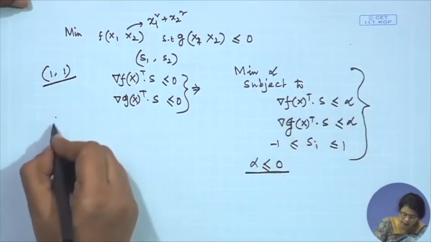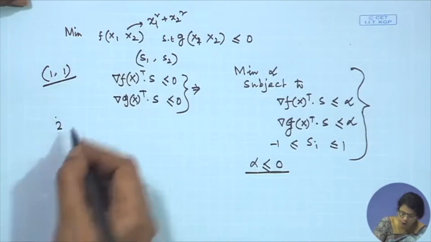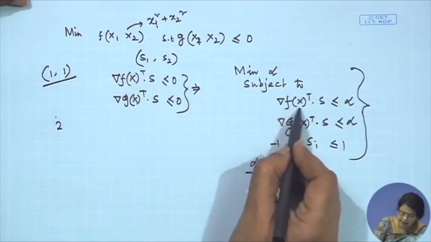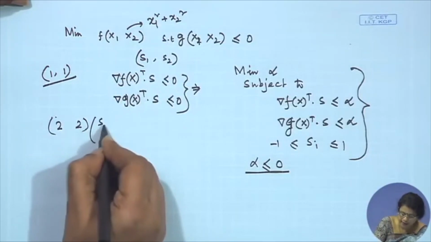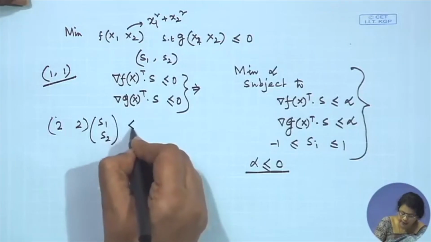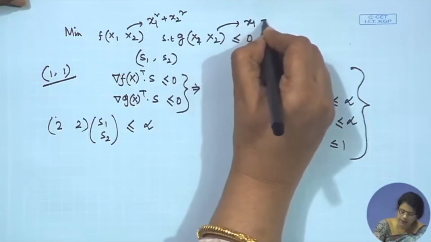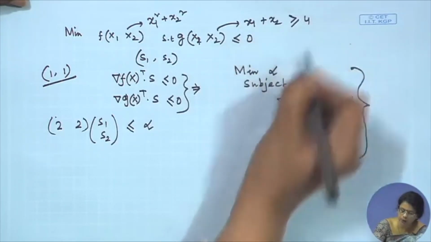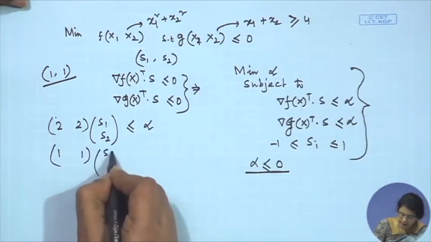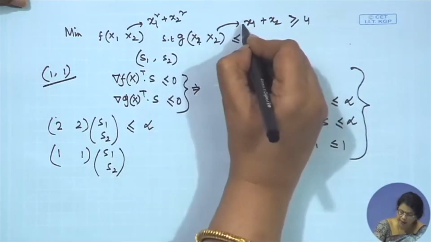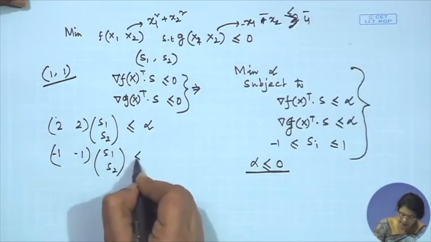Then the first equation will become 2 x1, at point (1, 1) it is 2, and grad of the other one, 2 x2 at point (1, 1), it is 2. So 2 s1 plus 2 s2 is less than or equal to alpha. And for the g, let me consider x1 plus x2 greater than or equal to 4. That is why we can have (1, 1), and then minus s1 minus s2, less than or equal to alpha.